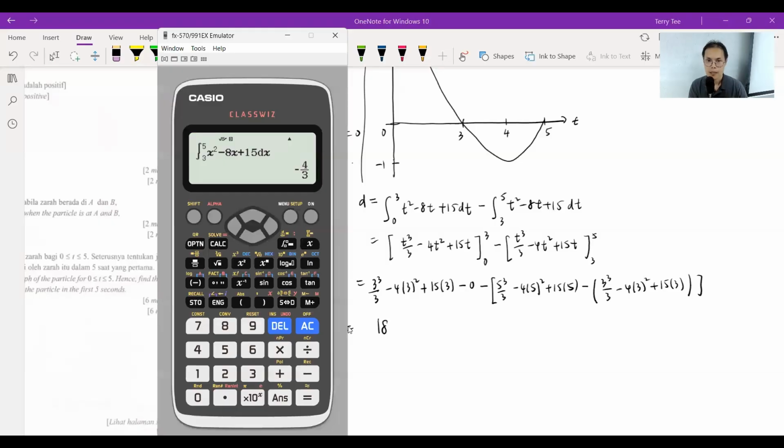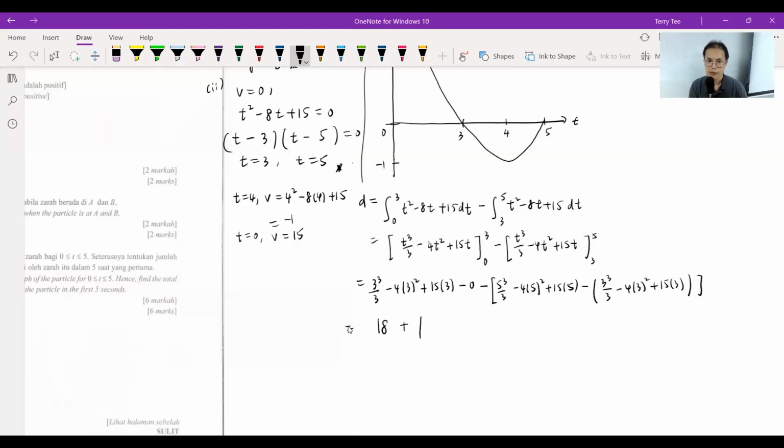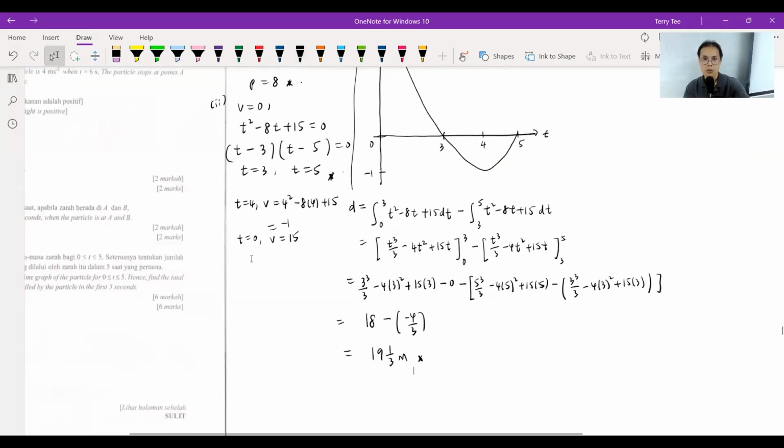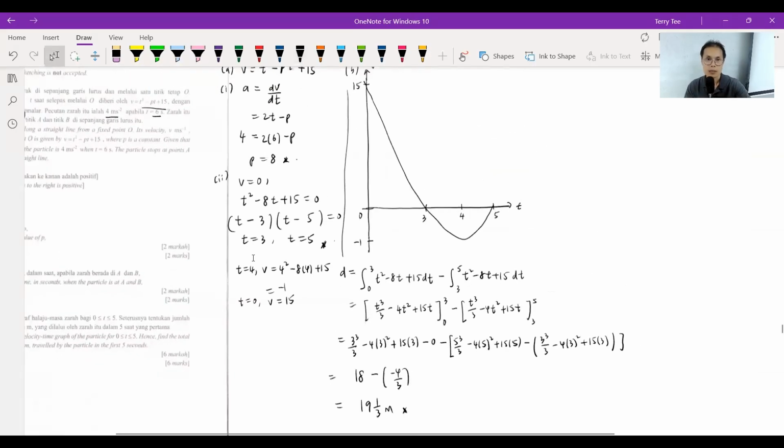-4 over 3. Because I put a negative in front, I'm making it positive. You can use the modulus. This is -4 over 3 because I know this area is definitely going to be negative, right? Area cannot be negative, so we modulus it or put a negative in front. So when you add this up, this should be 19 1/3. This is distance. Distance, jarak, is in meters. So we just write 19 1/3 meters.